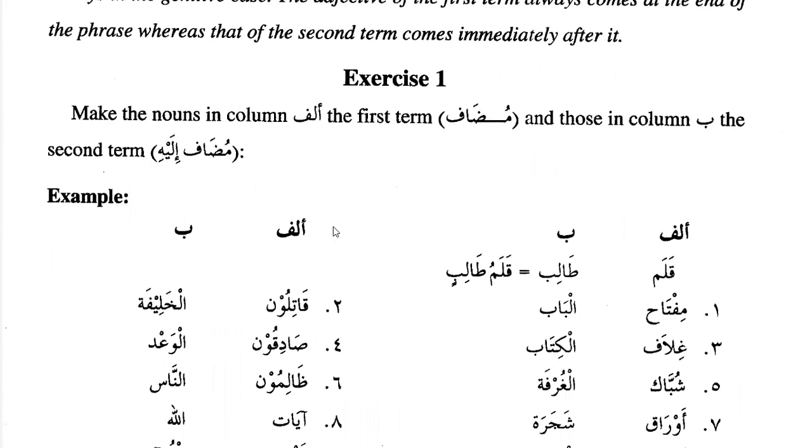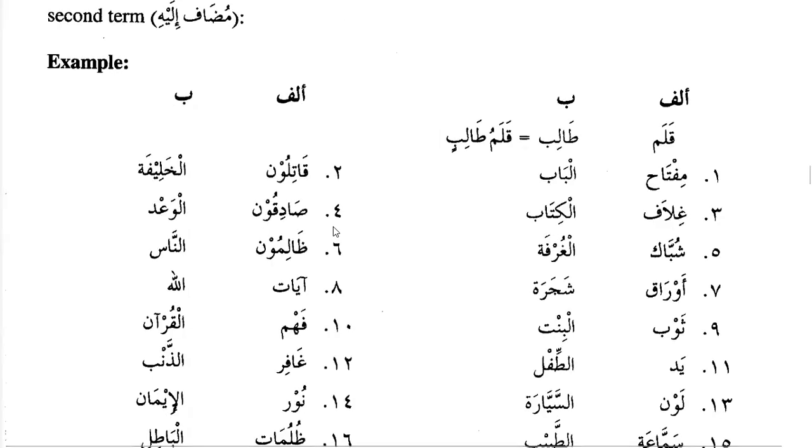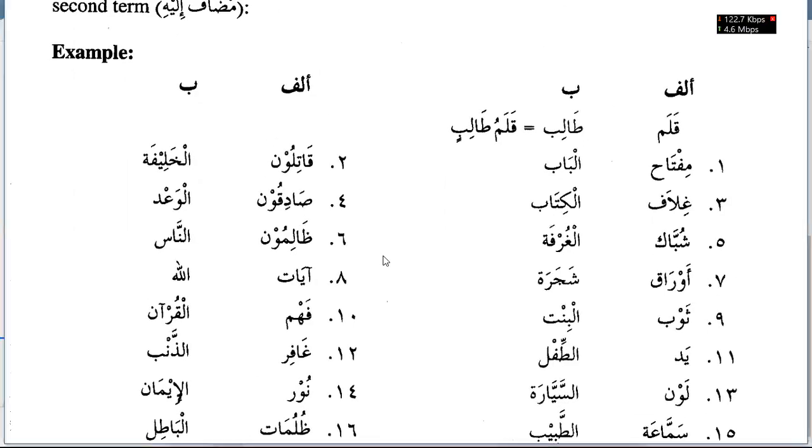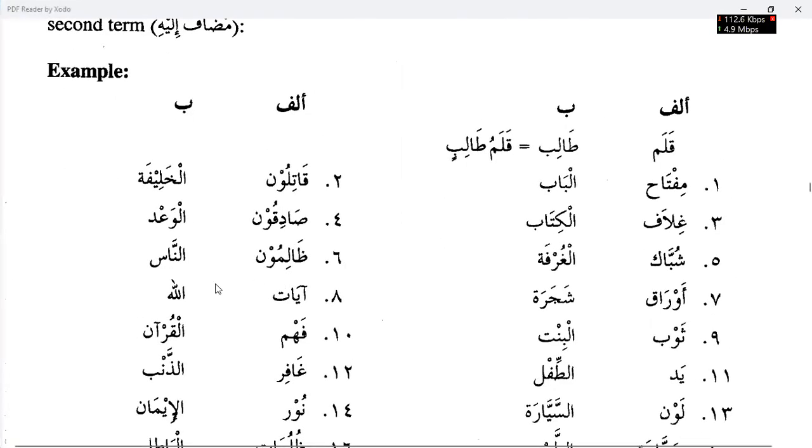Exercise 1. Make the nouns in column alif the first term, mudaf, and those in column ba the second term, mudaf ilayh. You need to make mudaf and mudaf ilayh. So remember, with mudaf you cannot use tanween and you cannot use al, but with mudaf ilayh you can use tanween, kasratain, and you can use al. Miss Rahma, make mudaf and mudaf ilayh.